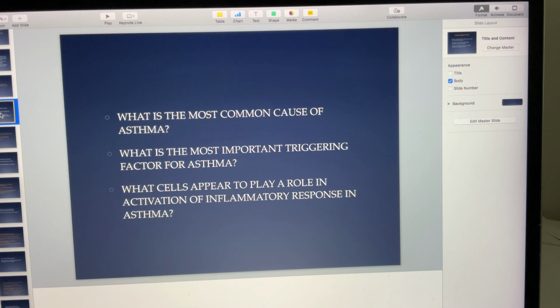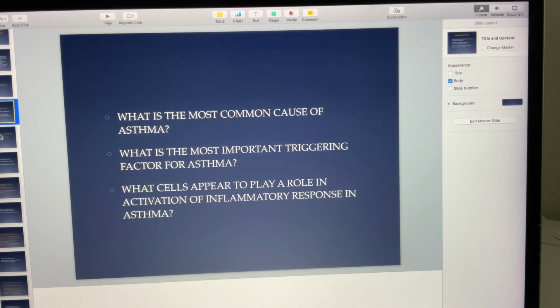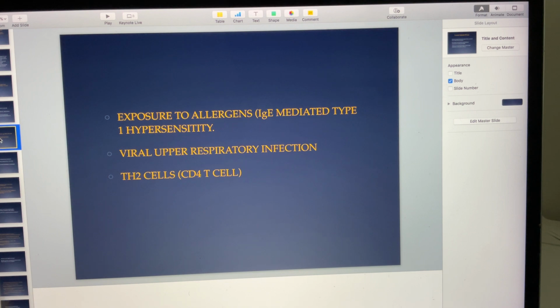Next, what is the most common cause of asthma? What is the most important triggering factor for asthma? What cells appear to play a role in activation of the inflammatory response in asthma? So, the most common cause is exposure to allergen.